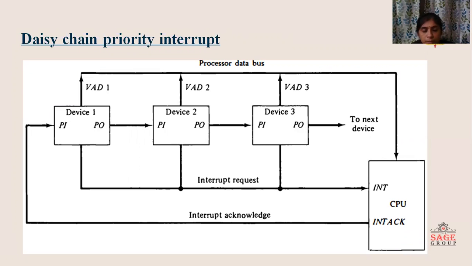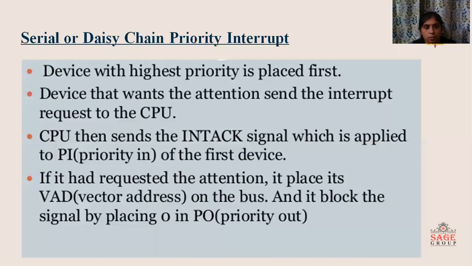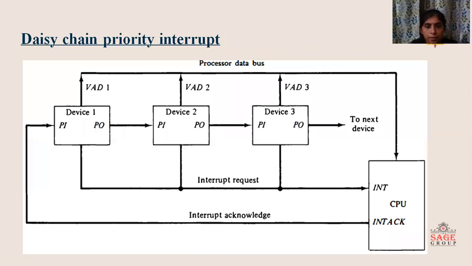In this case the interrupt acknowledgement signal will go from device to device, and the particular device will be involved in the communication. So in this way device 3 will communicate with the CPU, and these same steps will be repeated. The highest priority device will be placed first, and the INT acknowledge is the interrupt acknowledgement, which is given by the CPU to that particular device.